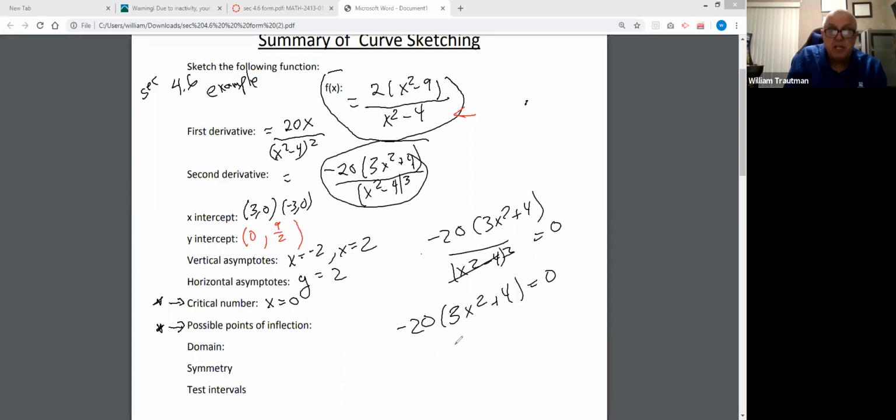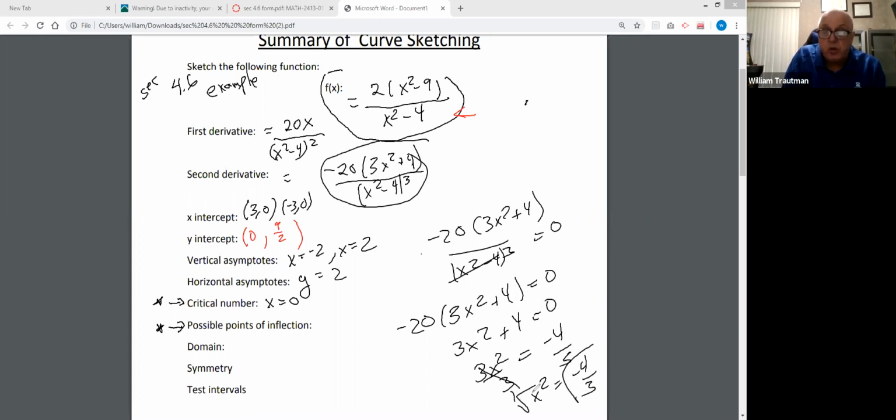Divide both sides by negative 20. 0 divided by negative 20 is still 0. Get the 4 to the other side, negative 4 by subtracting 4. And then divide by 3. X squared equals negative 4/3. Square root both sides.